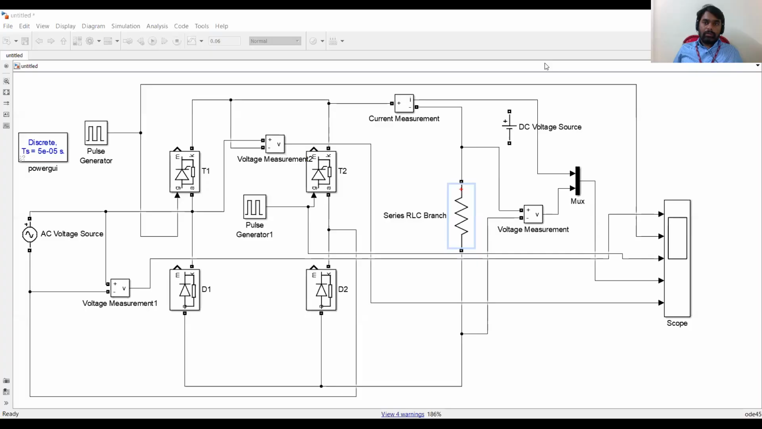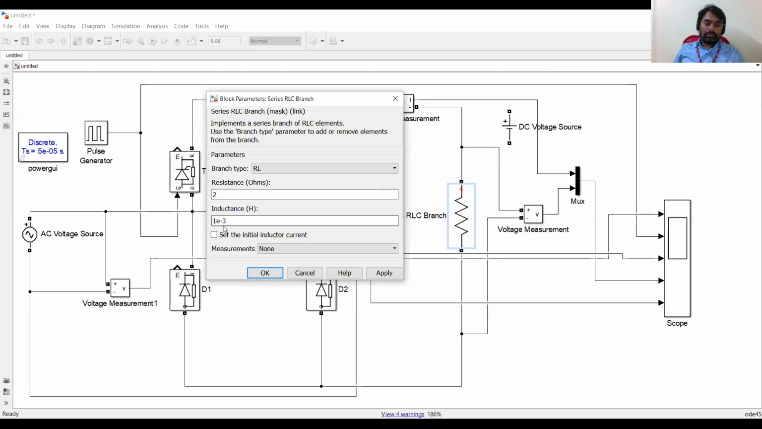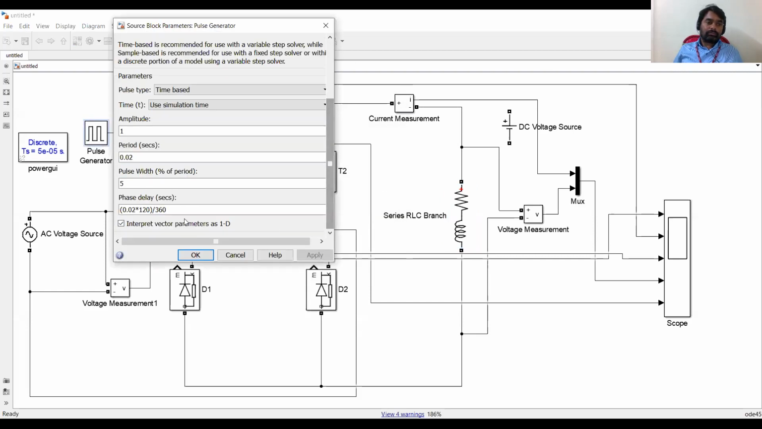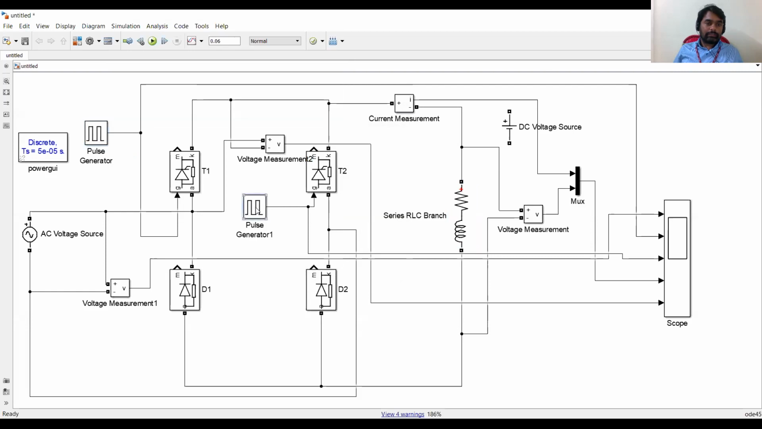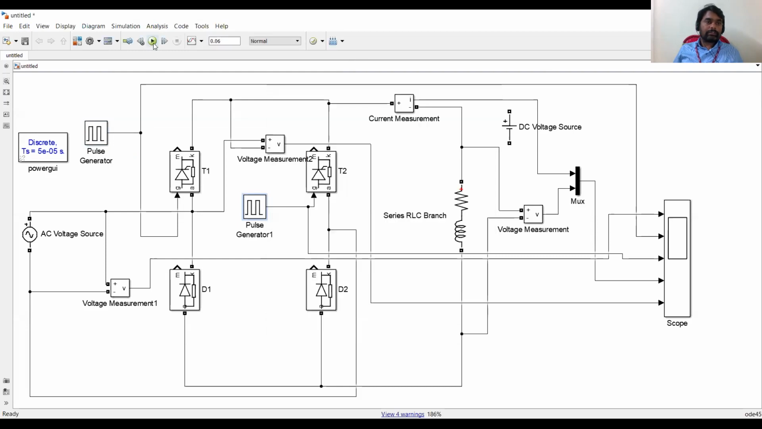Now, R load done, now we'll go for RL load. Just double click on this one, so that here branch type, now it is RL. So let us consider L equals some 5 millihenry, 2 millihenry. Okay, now just run it for alpha 30 degrees, and T2 should conduct from 30 plus 180 degrees. So if I click on this run button, you can see the output waveforms.